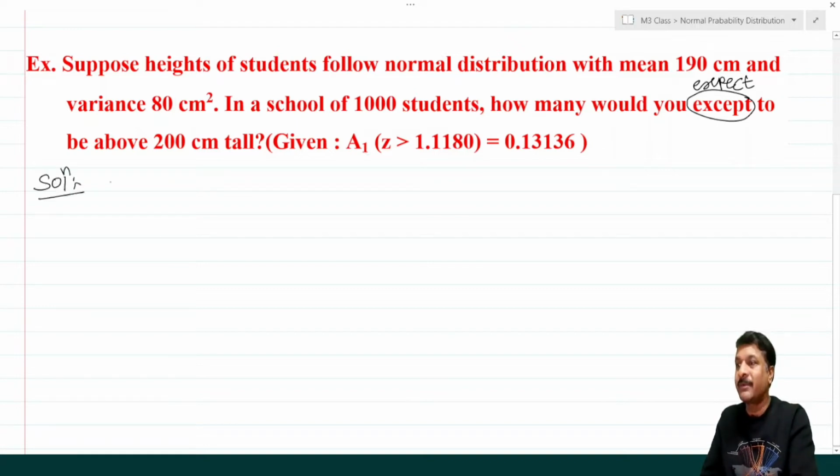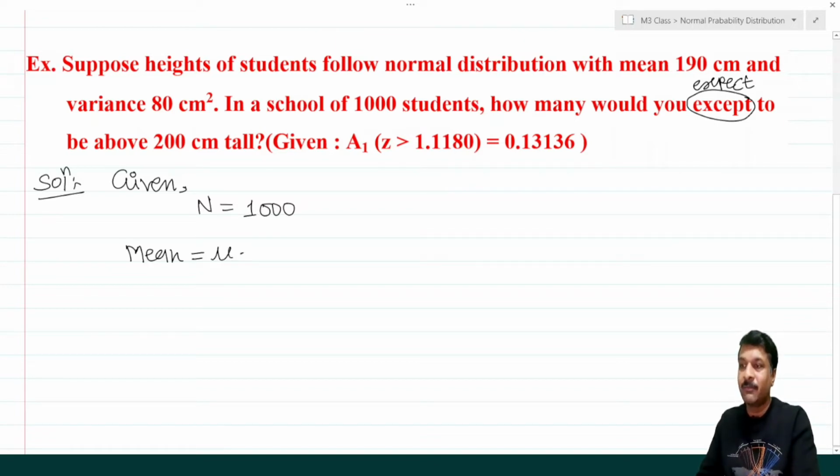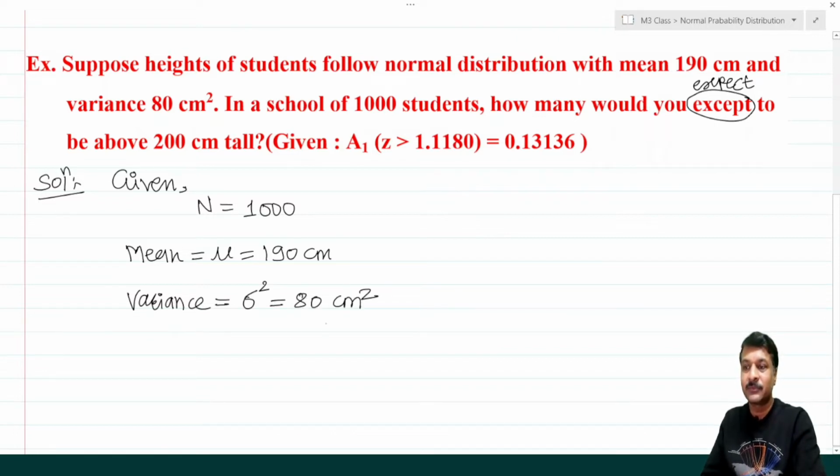First you write given. So what are the given things here? So in a school 1000, so total number of students 1000. Mean means mu, that is equal to 190 centimeter. And variance, note that here variance is given, not standard deviation. So variance is nothing but sigma square, standard deviation square, it is 80 centimeter square. So what is the standard deviation? That is sigma, it is root of 80 centimeter.